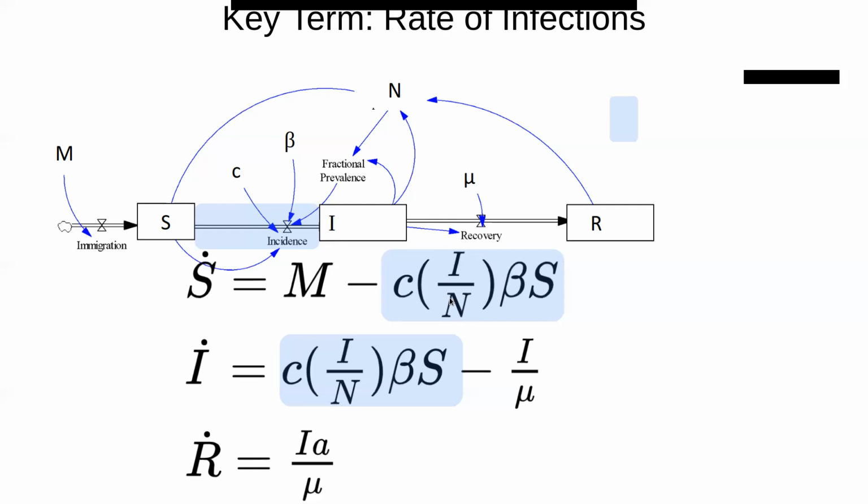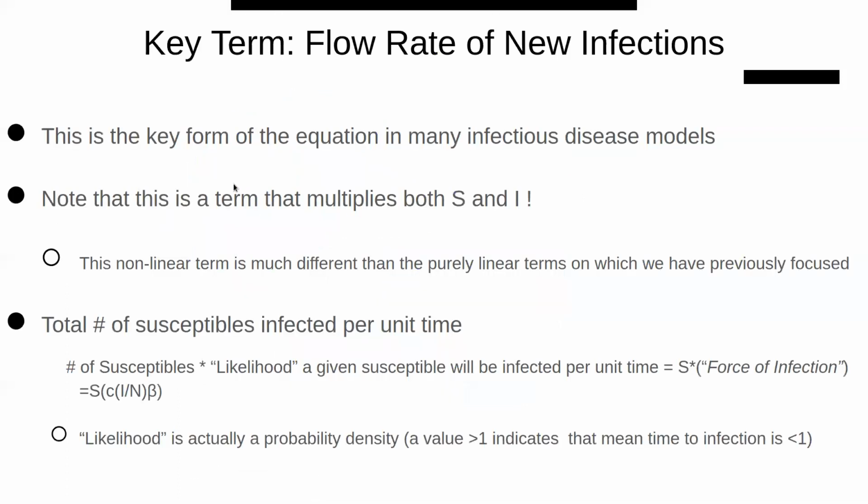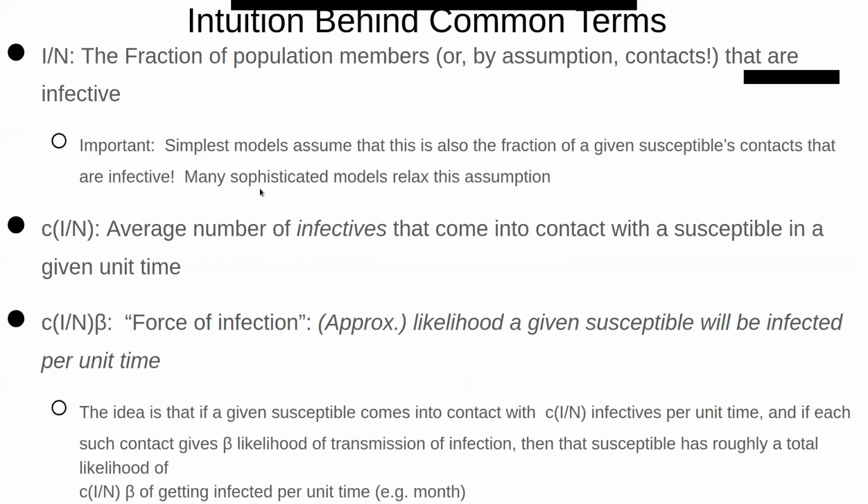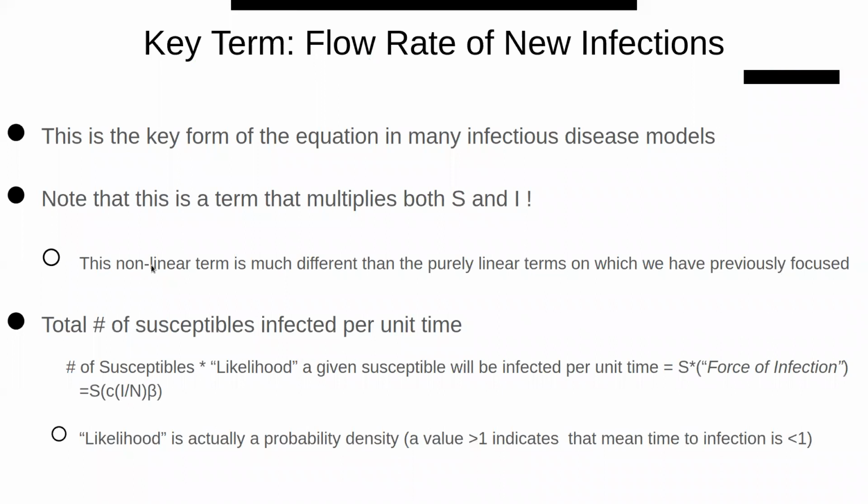I over N is the fraction of the entire population that's infective, right? C is the number of contacts each susceptible has with anyone per day. So if C is the number of contacts a given susceptible has with anyone per day, and we multiply that times I over N, then what we get is the average number of infectives that a given susceptible will come into contact with per day, per unit time.